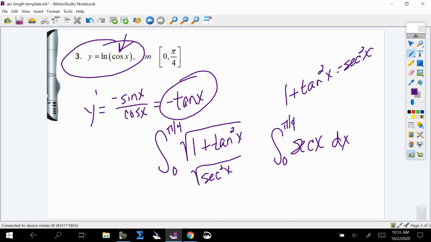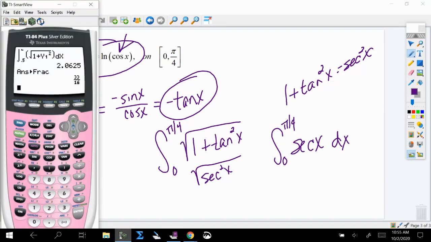If you have to do it on your calculator and actually get an answer, make sure you're in radian mode. You're going to go to Math 9. My boundaries are 0 and pi over 4. When you're integrating secant, since there's not a secant button on your calculator, you're going to type in as 1 divided by cosine because they are reciprocals. And then let the calculator do its work. Again, you get a decimal. It's not going to go to a fraction.